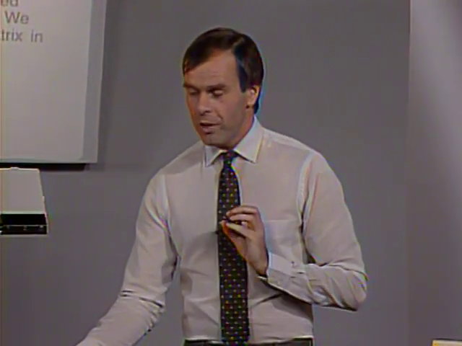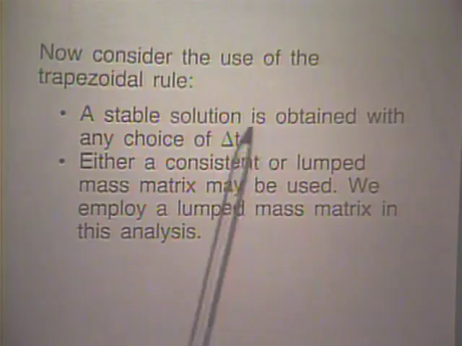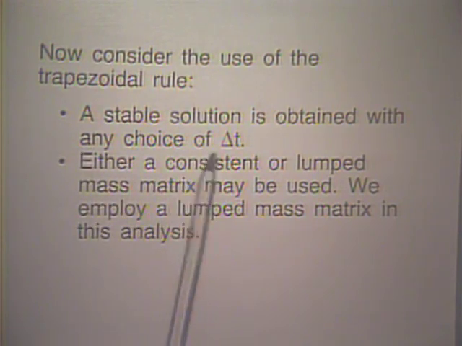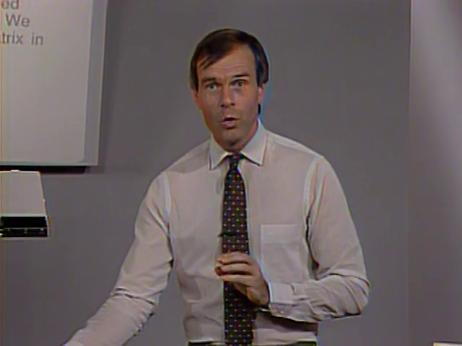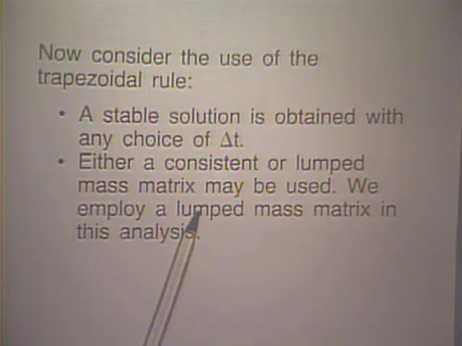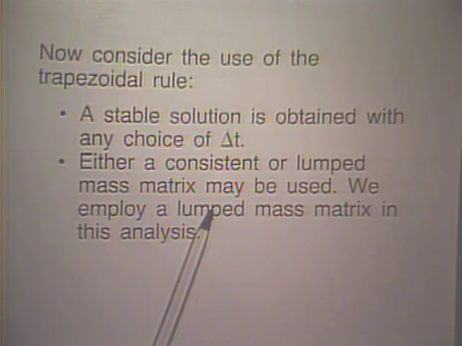The trapezoidal rule, we discussed this method in the earlier lecture, and I'd like to refer you once again to the notes corresponding to that lecture, where we have identified that a stable solution would be obtained with any choice of delta T. Remember, this is a linear analysis, and the trapezoidal rule is unconditionally stable. We could use a consistent or lumped mass matrix, and in this particular case we use a lumped mass matrix because we also like to compare our results with those that we obtained using the central difference method.